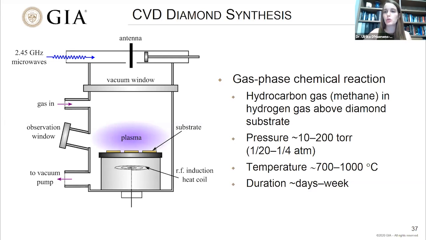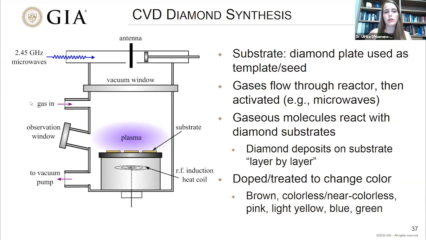In this case, the source of the carbon for the growth is going to be a hydrocarbon gas, usually methane, in an abundance of hydrogen. And that goes into the system, and they're working at very, very low pressure, so a fraction of atmospheric pressure. The temperatures are about 700 to 1,000 degrees Celsius. And the duration of growth is going to be a matter of days to weeks.